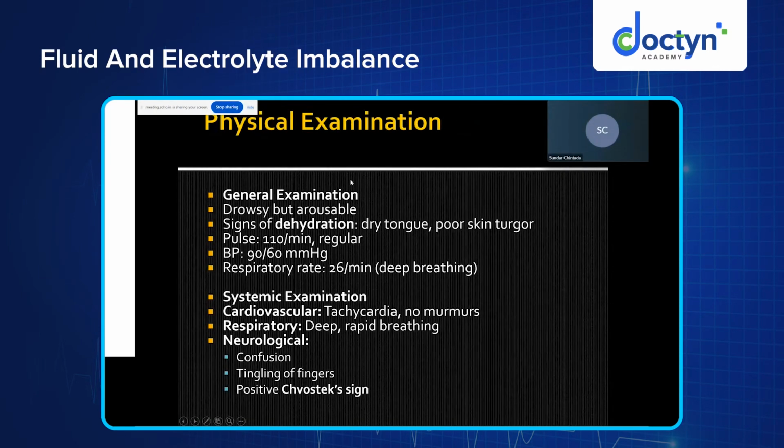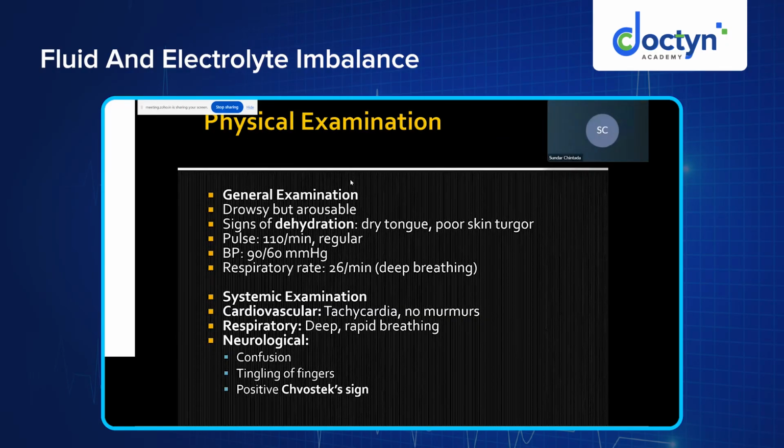When we evaluated the patient on physical examination, on general examination the patient was drowsy but arousable. Signs of dehydration were seen. The patient had a dry tongue and poor skin turgor. Even when the skin was lifted, because of the dehydration, it went back very slowly to its normal position. The pulse was slightly high, tachycardia at 110 per minute, but regular. BP was low at 90/60. Respiratory rate was high at 26 per minute.